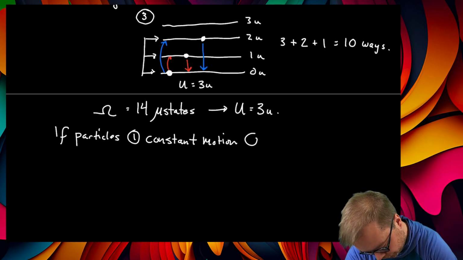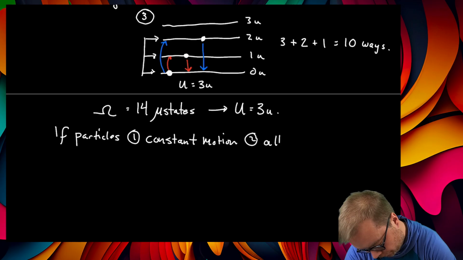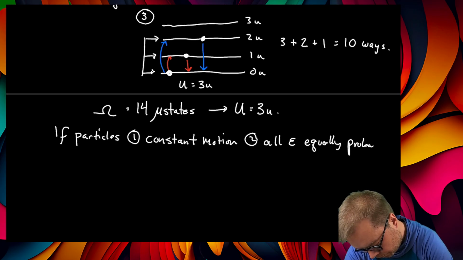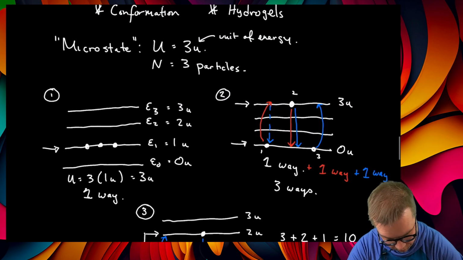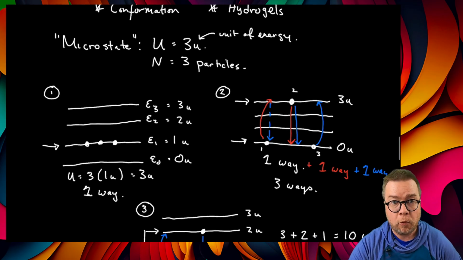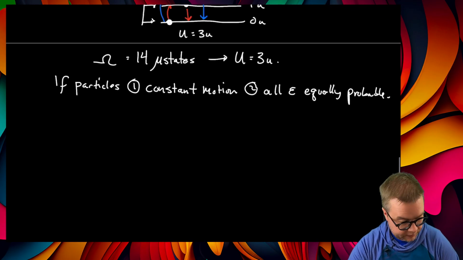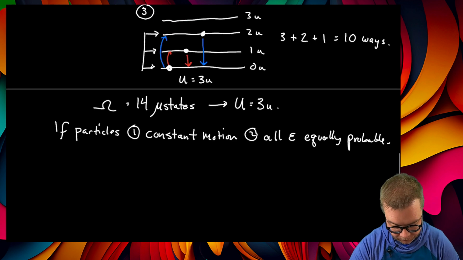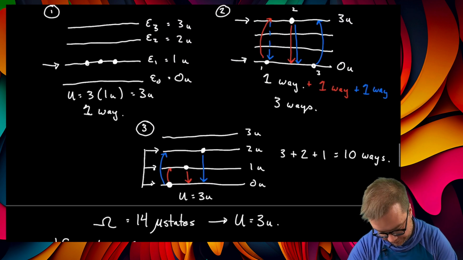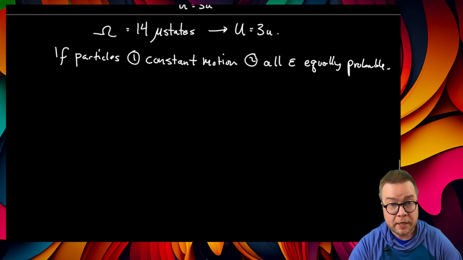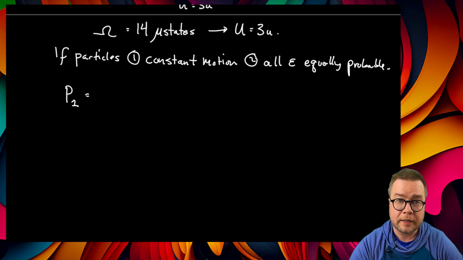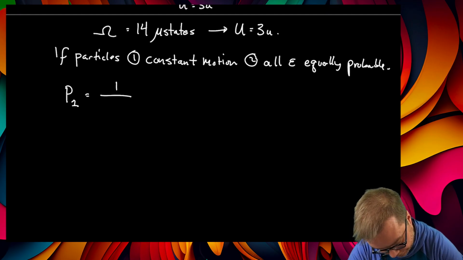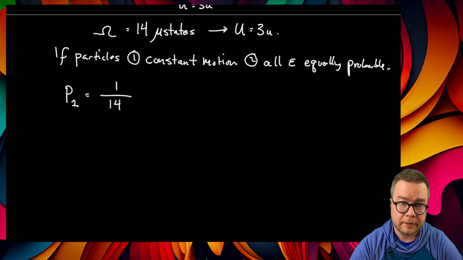If all energy levels are equally probable, then what do I expect? Well, the probability that the particles are going to be all in epsilon 1, there's one way to do that, and there's a bunch of different ways: 1 way, 3 ways, 10 ways, so there's 14 ways. So the probability that the system will look like configuration 1, well, there's one way to do it, and there's 14 total microstates, right?